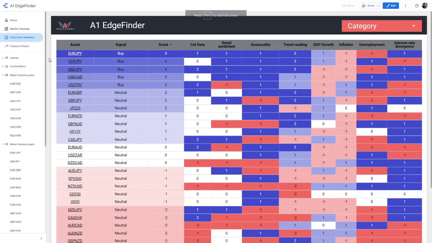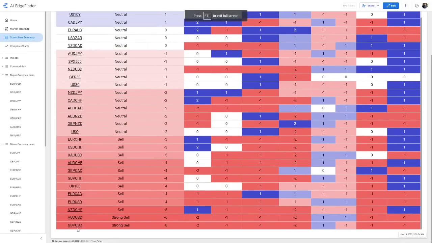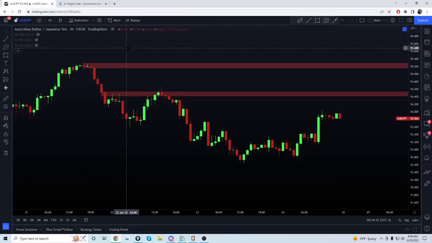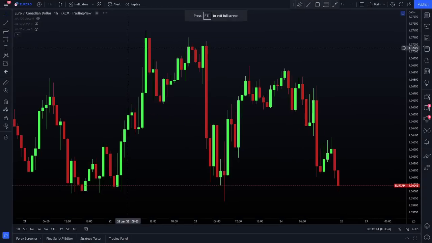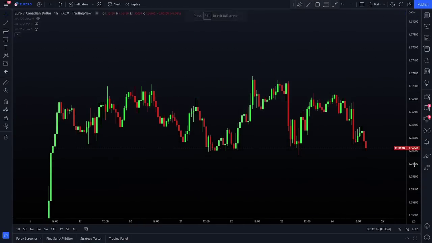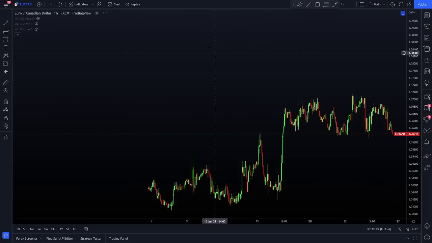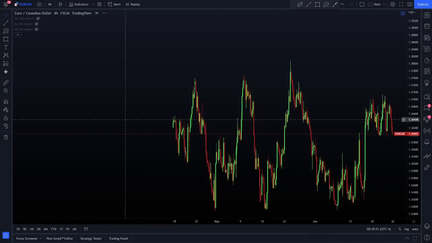Let's take a look at the Edge Finder one last time, see if there's anything we missed. We've talked about Aussie dollar, pound dollar, euro dollar, EURCAD. Actually, let's look at EURCAD. So EURCAD was one that I traded very heavily this year. And going bearish, so it left the station without me. I did want to sell this thing, but never really quite got the opportunity to.